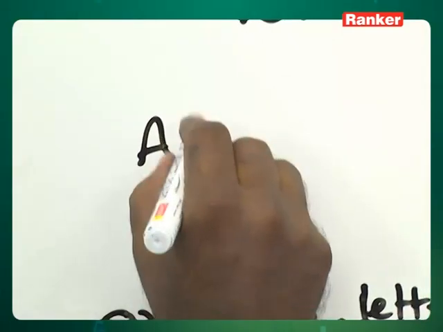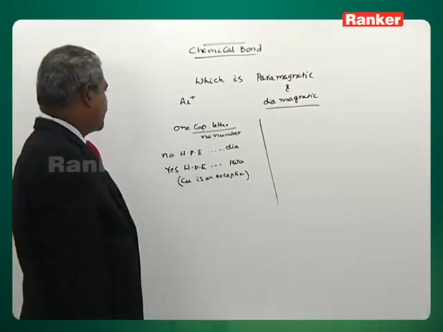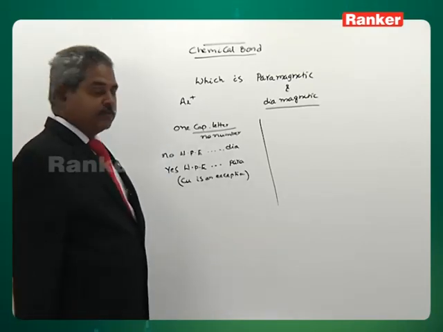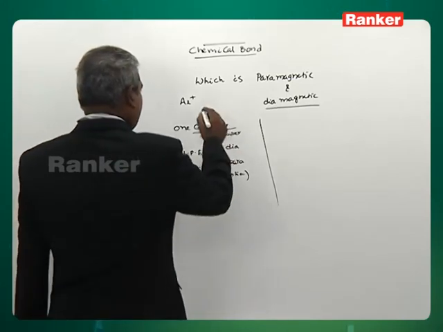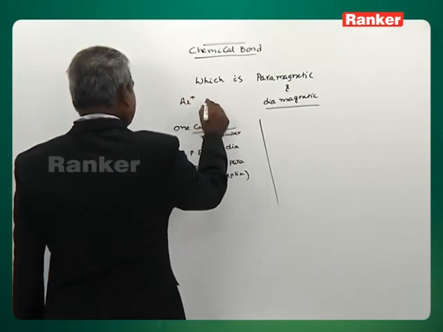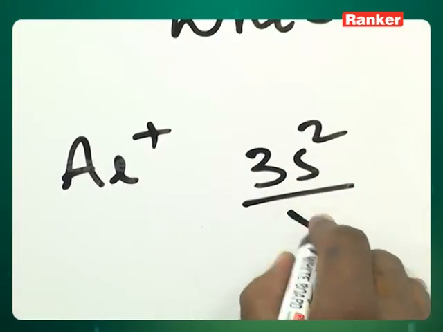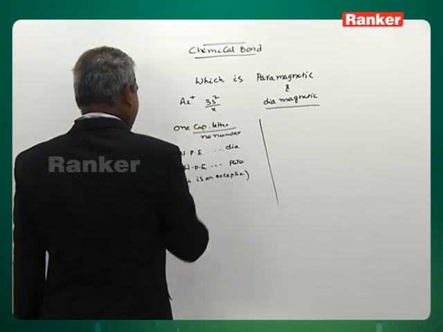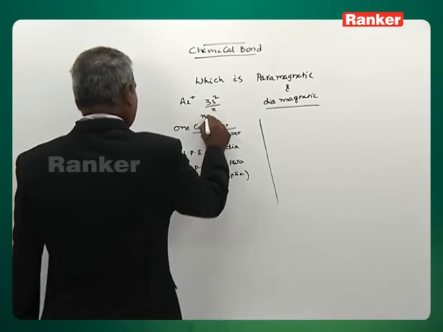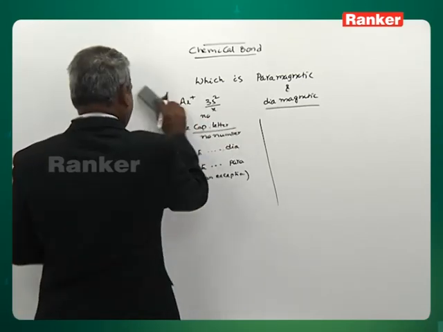Al plus, aluminium plus, one capital letter, it is an elemental ion. If you write down the electronic configuration, it is 12, 1s2, 2s2, 2p6, 3s2, the last electron is 3s2, no unpaired electron, therefore it is dia. All are paired electrons. So, Al plus is diamagnetic.